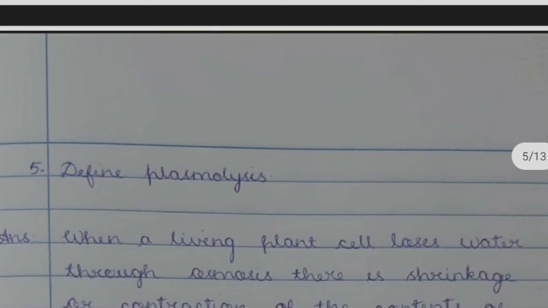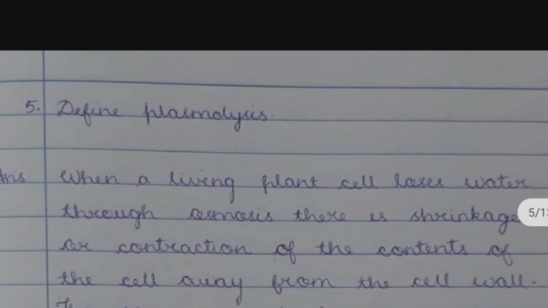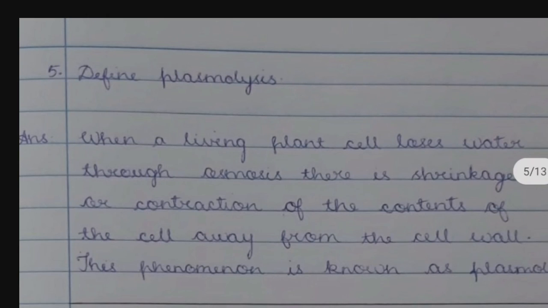5. Define plasmolysis. Answer. When a living plant cell loses water through osmosis, there is shrinkage or contraction of the contents of the cell away from the cell wall. This phenomenon is known as plasmolysis.